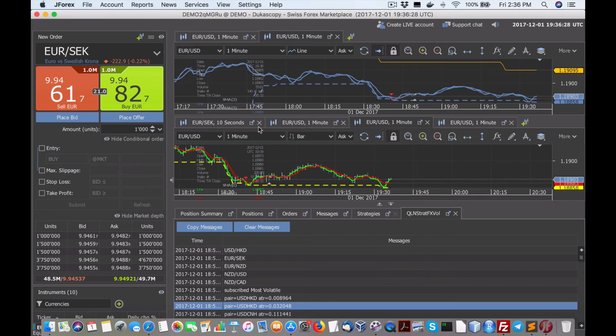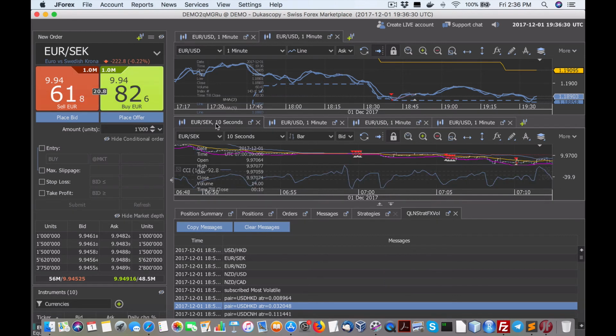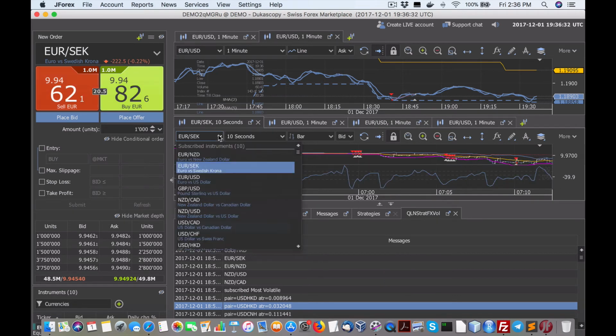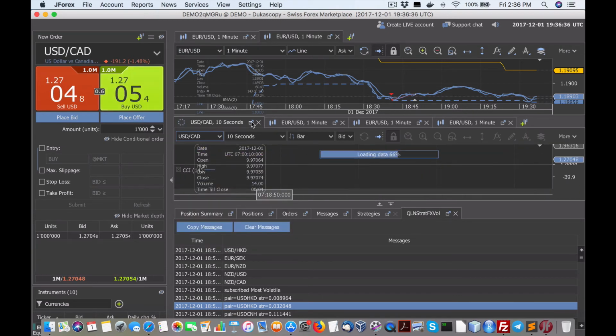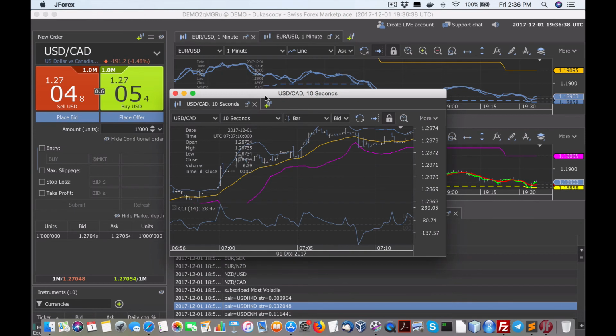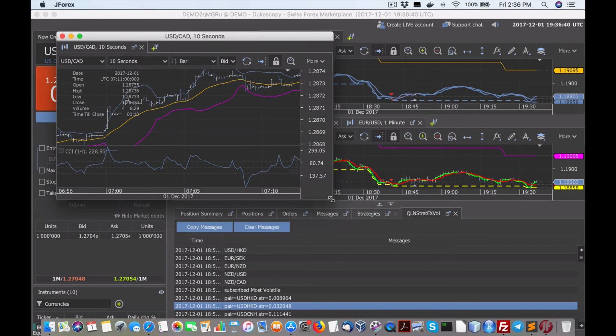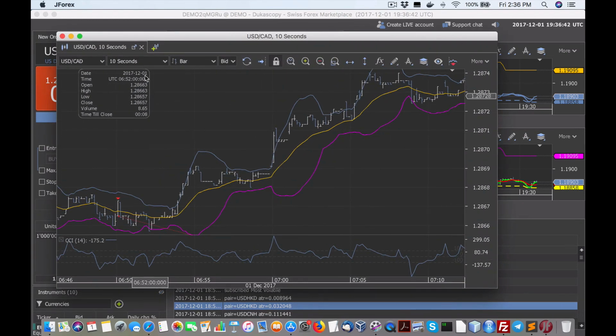actually, let me just keep rambling here. If you're into it, cool. If not, you can always turn it off. So I'll keep rambling here. So let's check out the U.S. dollar Canadian here. So this is a 10 seconds now. We don't want that. We want, let's say, the minute chart.